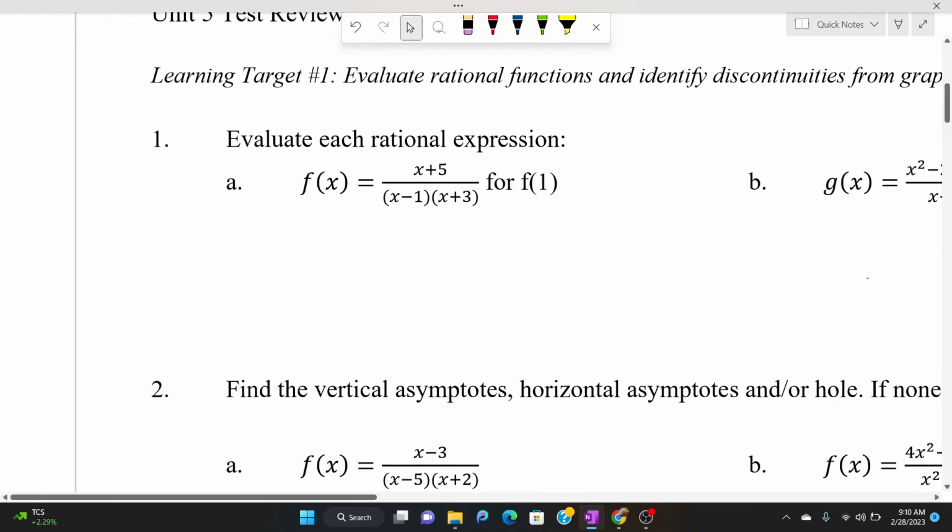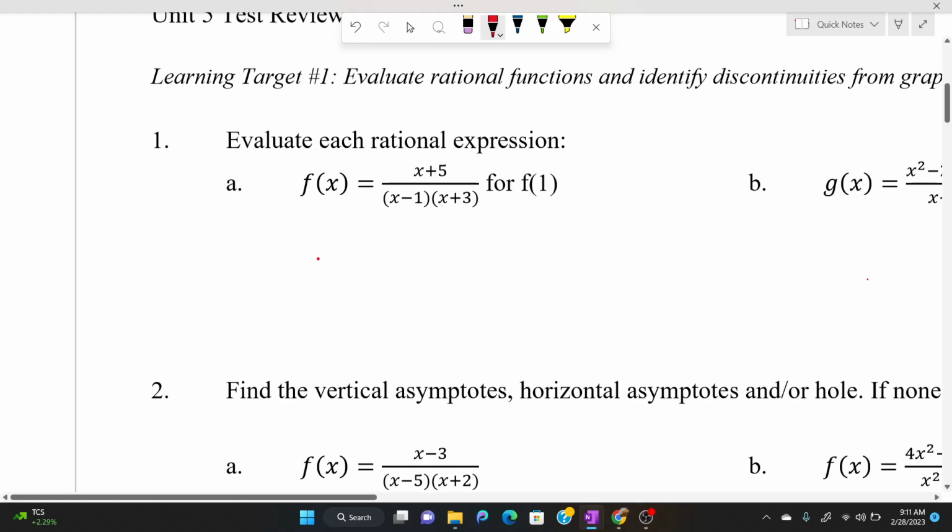It says evaluate each rational expression. It gives me a function f of x, and I'm supposed to evaluate it at f of 1. So what that means is everywhere I see an x, I put in a 1. Here we go.